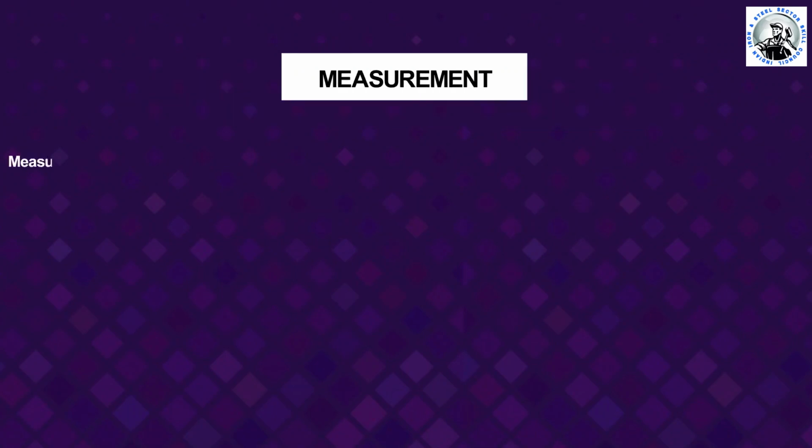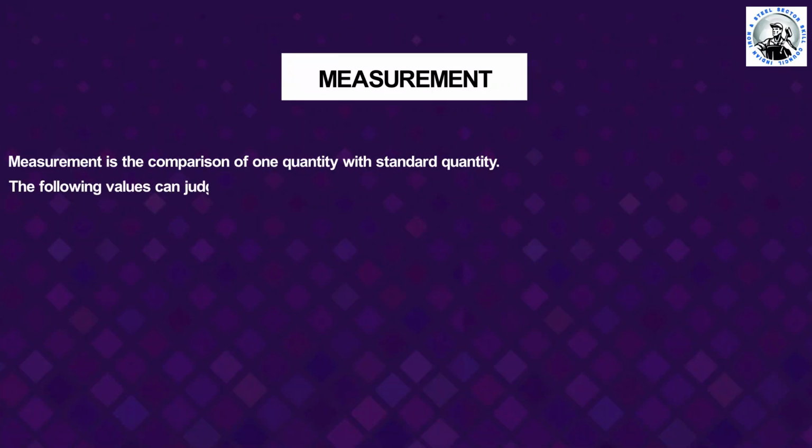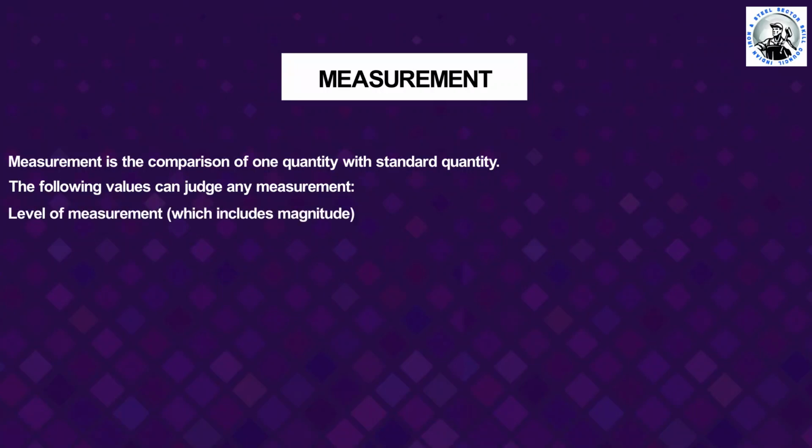Measurement. Measurement is the comparison of one quantity with a standard quantity. The following values can judge any measurement: level of measurement, which includes magnitude, dimensions, uncertainty.